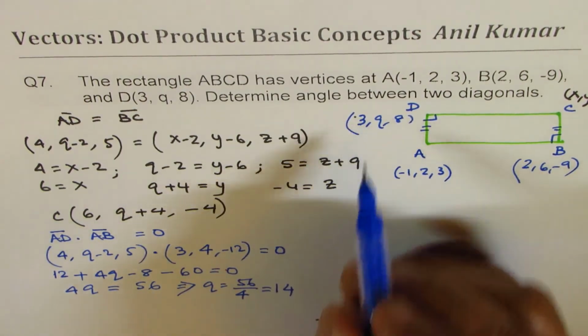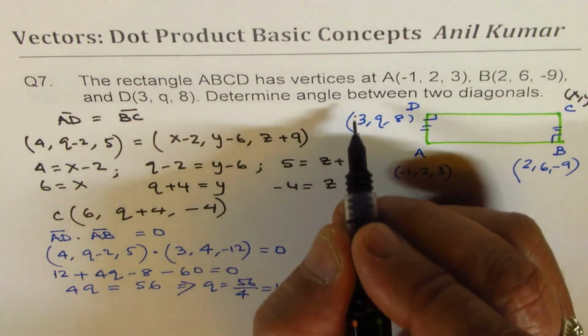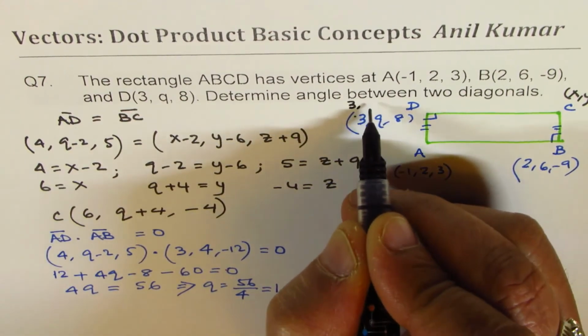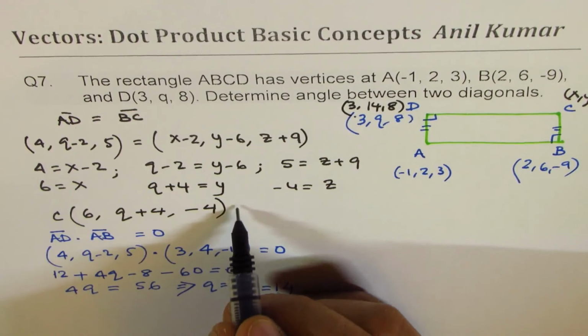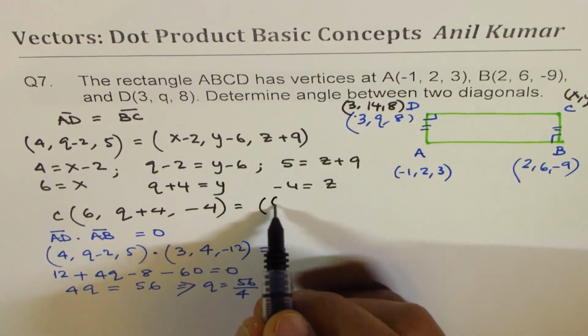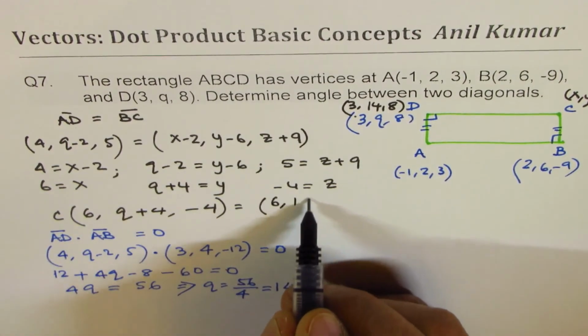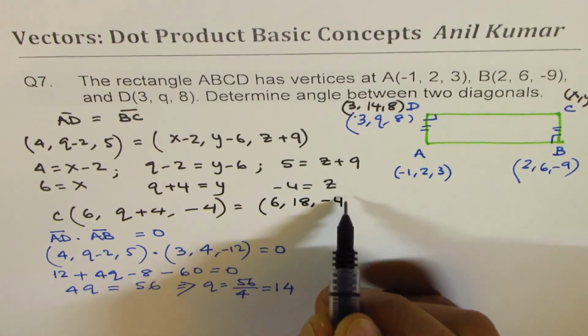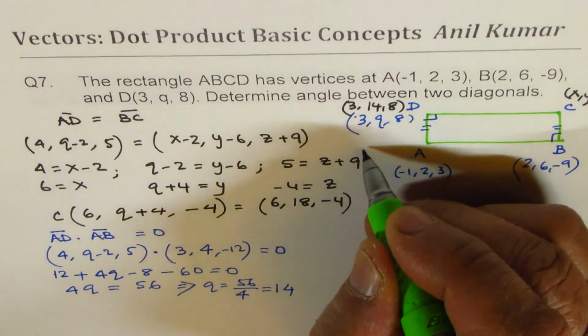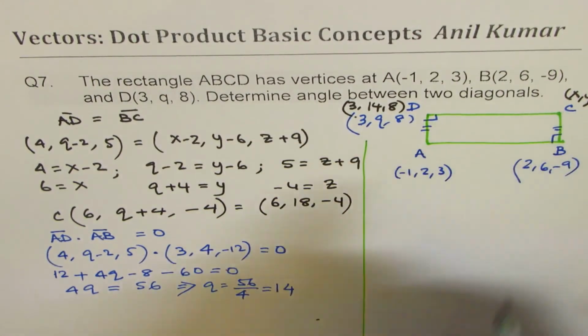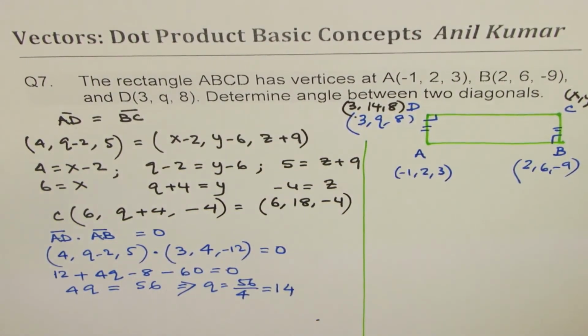Since we know now q is 14, let me rewrite this as 3, 14 and 8. And q is 14, so this means C is equal to 6, 14 plus 4 is 18, minus 4. So we know C now. Since we know C, we can now find the diagonals and the angle between them.